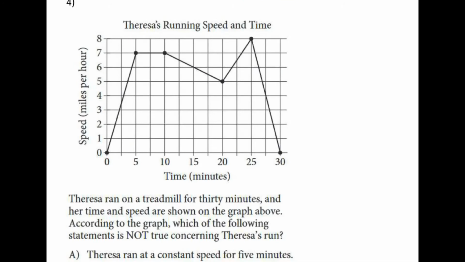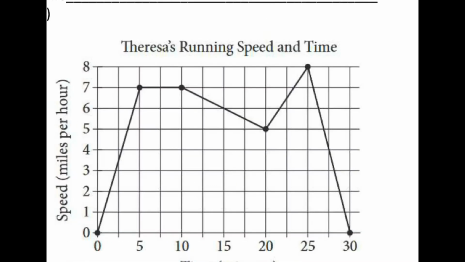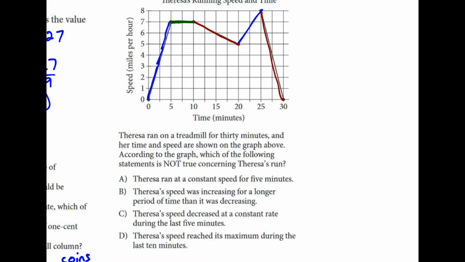Number 4. Teresa ran on a treadmill for 30 minutes, and her time and speed are shown in the graph above. According to the graph, which of the following statements is not true concerning Teresa's run? So if we just look at the graph here, we can see that the speed is increasing whenever the graph's going up. The speed is decreasing whenever the graph is going down. And she's running at a constant rate of speed whenever the graph is flat. So keep all of those things in mind, and also remember that we're finding the one thing that's not true.